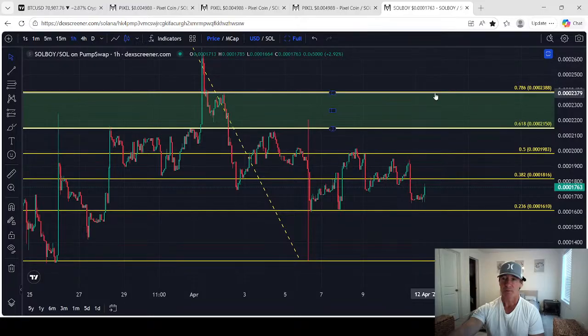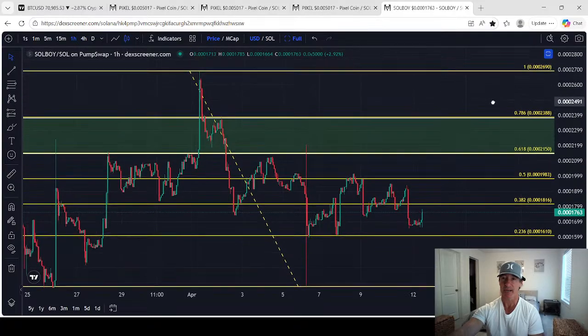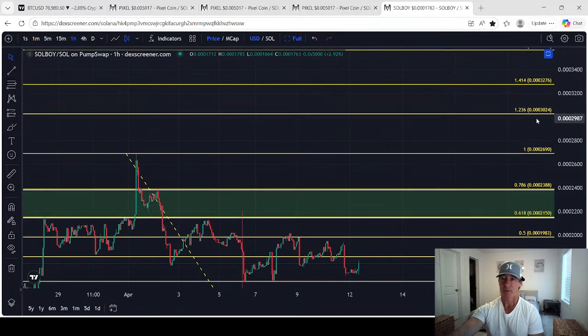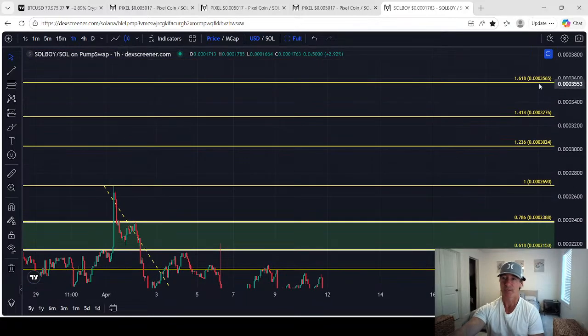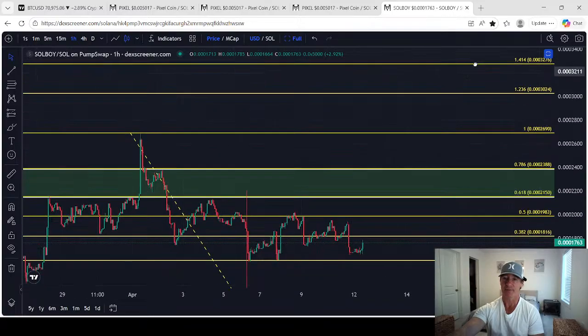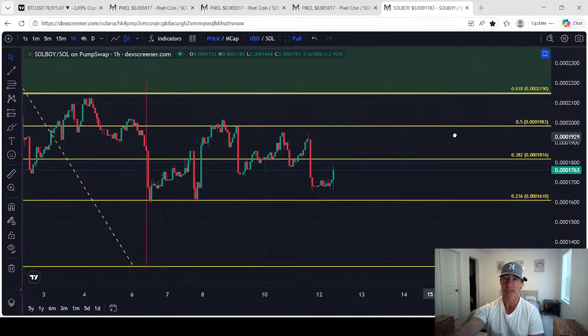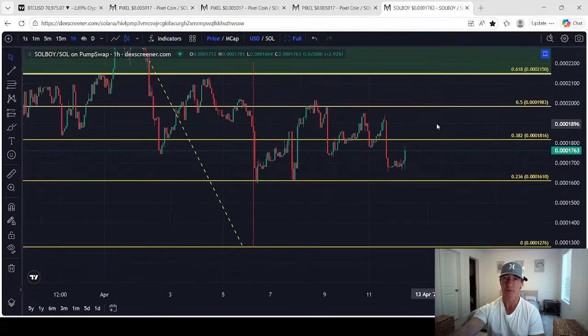So the first targets would be the 618 at 0.000215, and 786 is 0.0002388. And if we get through those levels, we go into the 1.236 at 0.303024 and 0.303565. So that is what I am looking at right now. It looks like it's trying to become bullish, and we'll see what happens on Soul Boy.